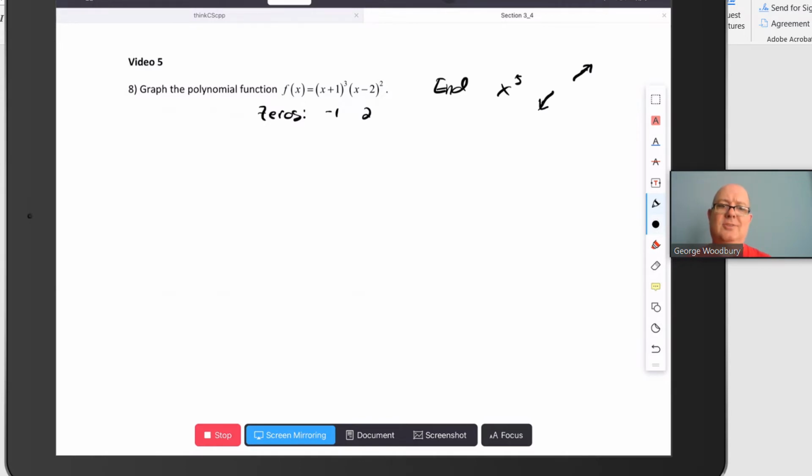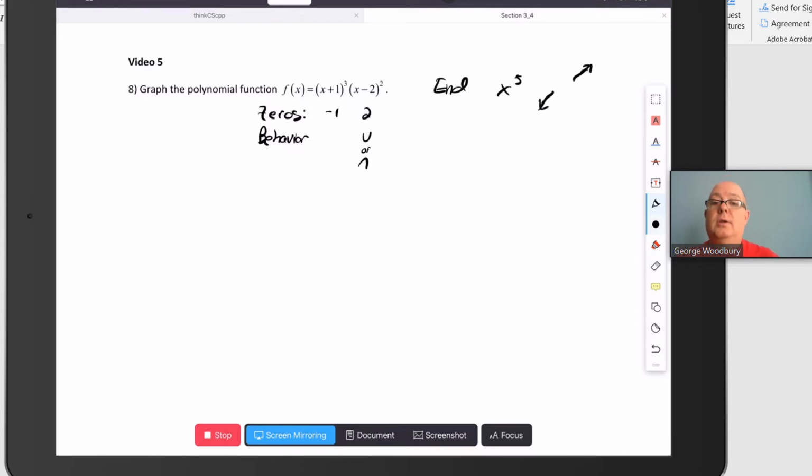That's like x minus -1 and x minus 2. Or you can also think about what makes x plus 1 equal to 0 and x minus 2 equal to 0. The zero behavior, let's start with the 2. Because that exponent is a 2, that means that it's going to turn. It's either going to be like this or like that.